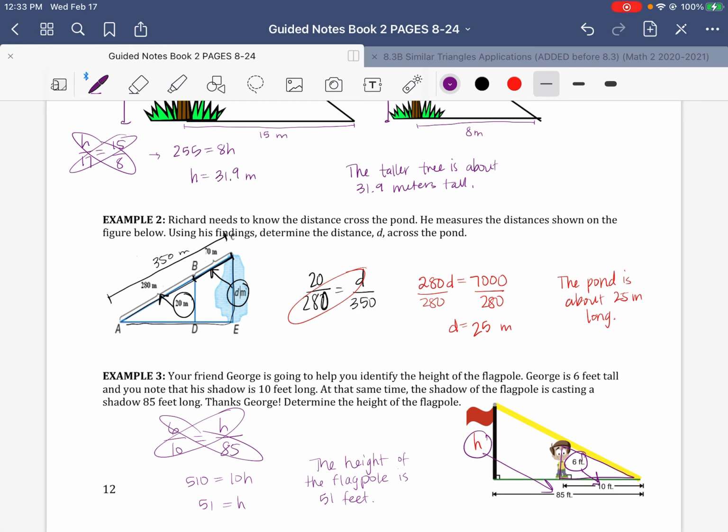Okay. Again, making sense of what you're looking for and the language related to it, always making sure that we are using full lengths, not just pieces of the figure, as we're practicing solving with our proportions.